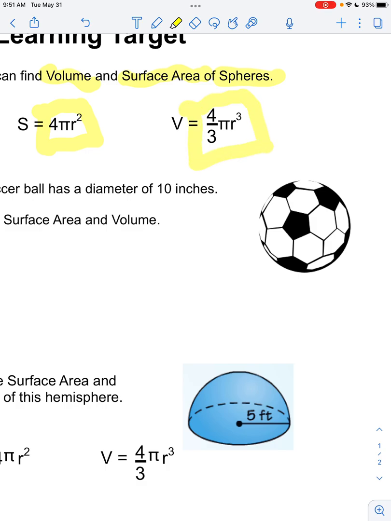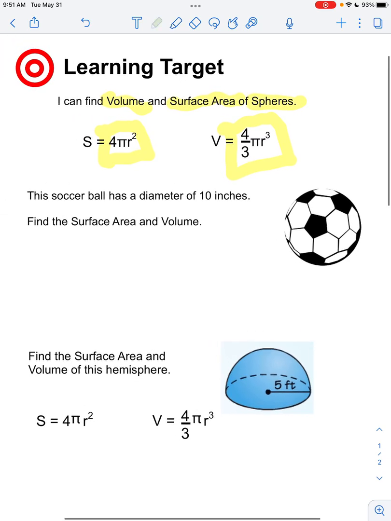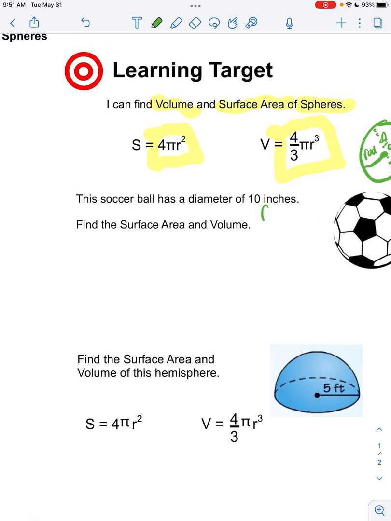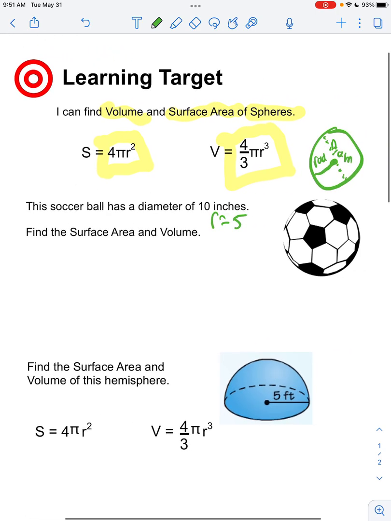So slightly different. And again, just remembering our radius goes halfway and the diameter is twice as big. So again, if my diameter is 10, that means my radius is 5.